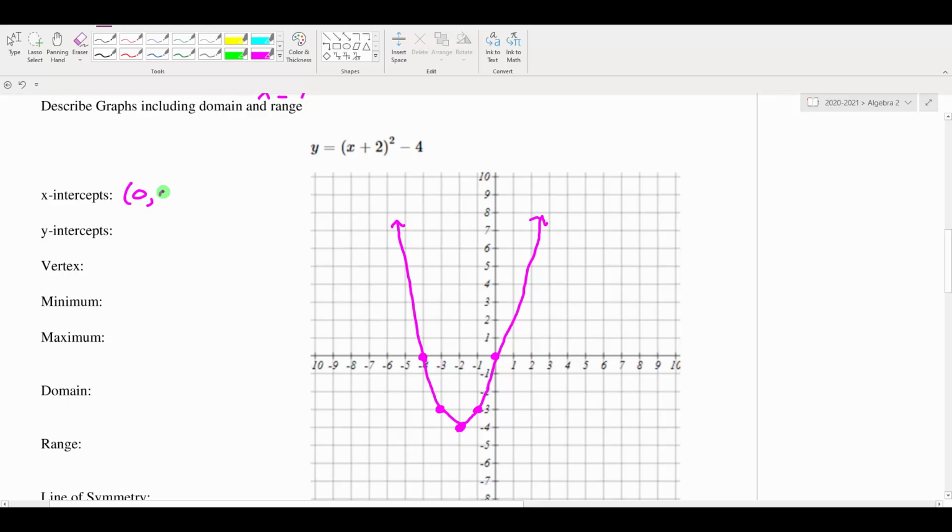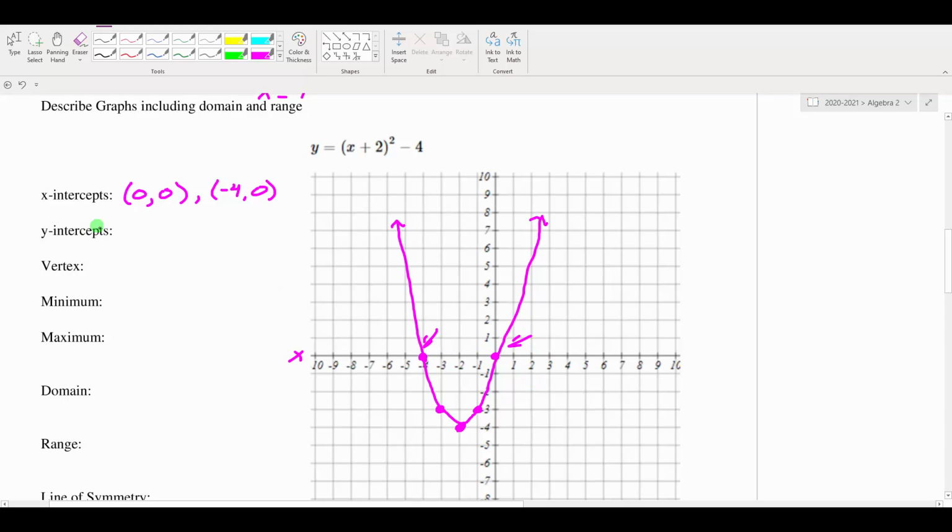So we need to write (0, 0), and then separate with a comma again. And then for our second x-intercept, that's located at (-4, 0). So remember, our x-intercepts are the points where the parabola crosses through the x-axis. That would be this horizontal line that runs through the middle of the graph. All right, so this is an x-intercept and this is an x-intercept.